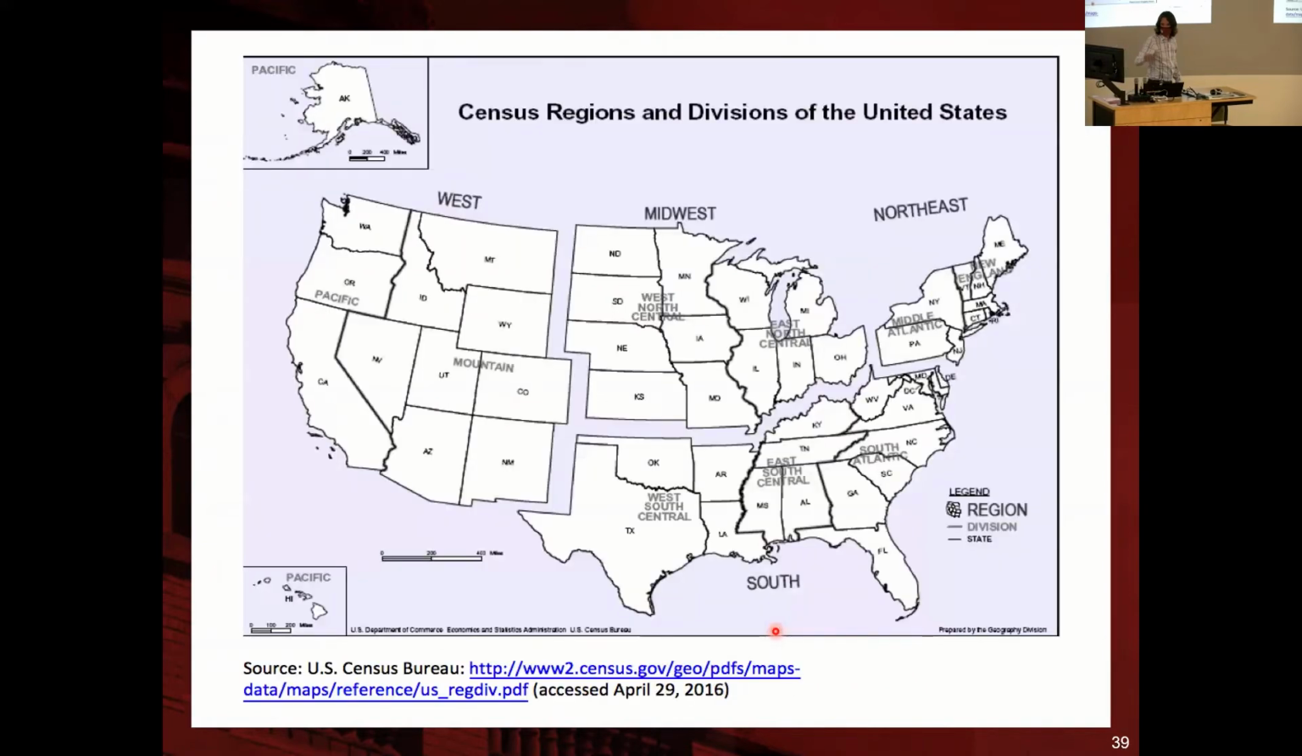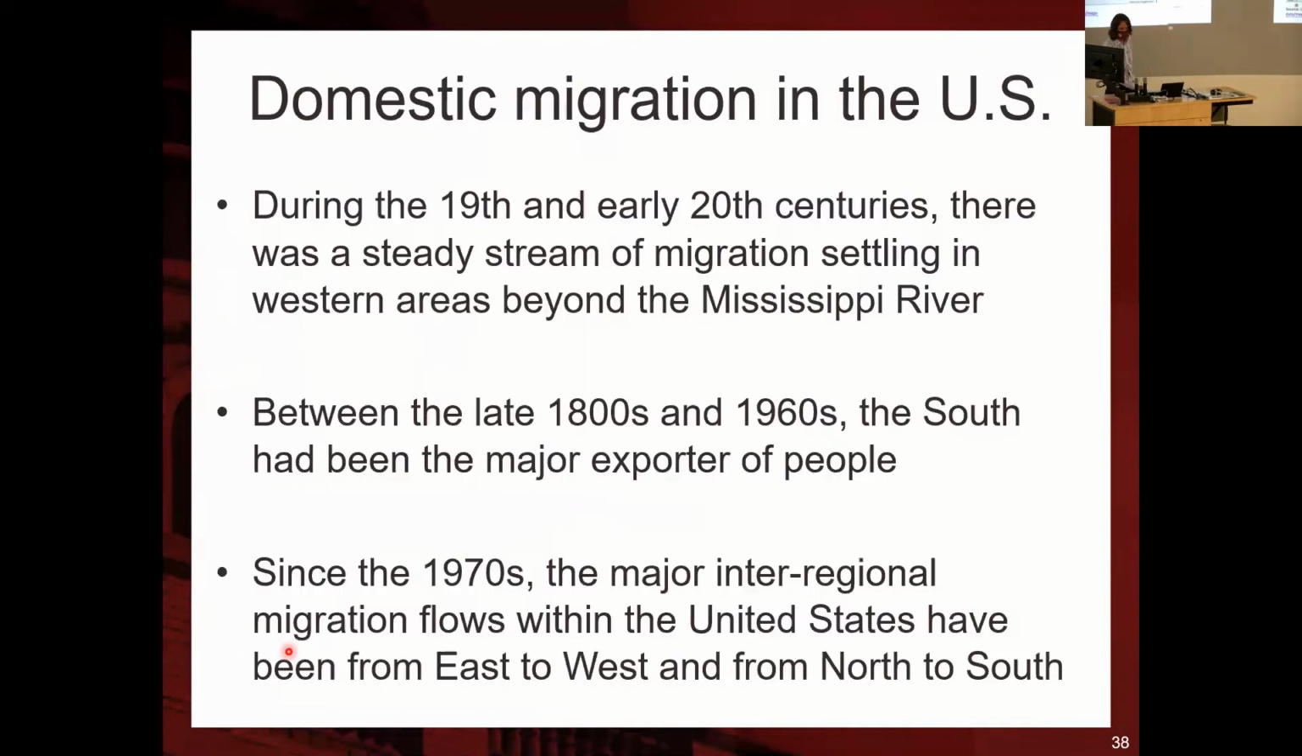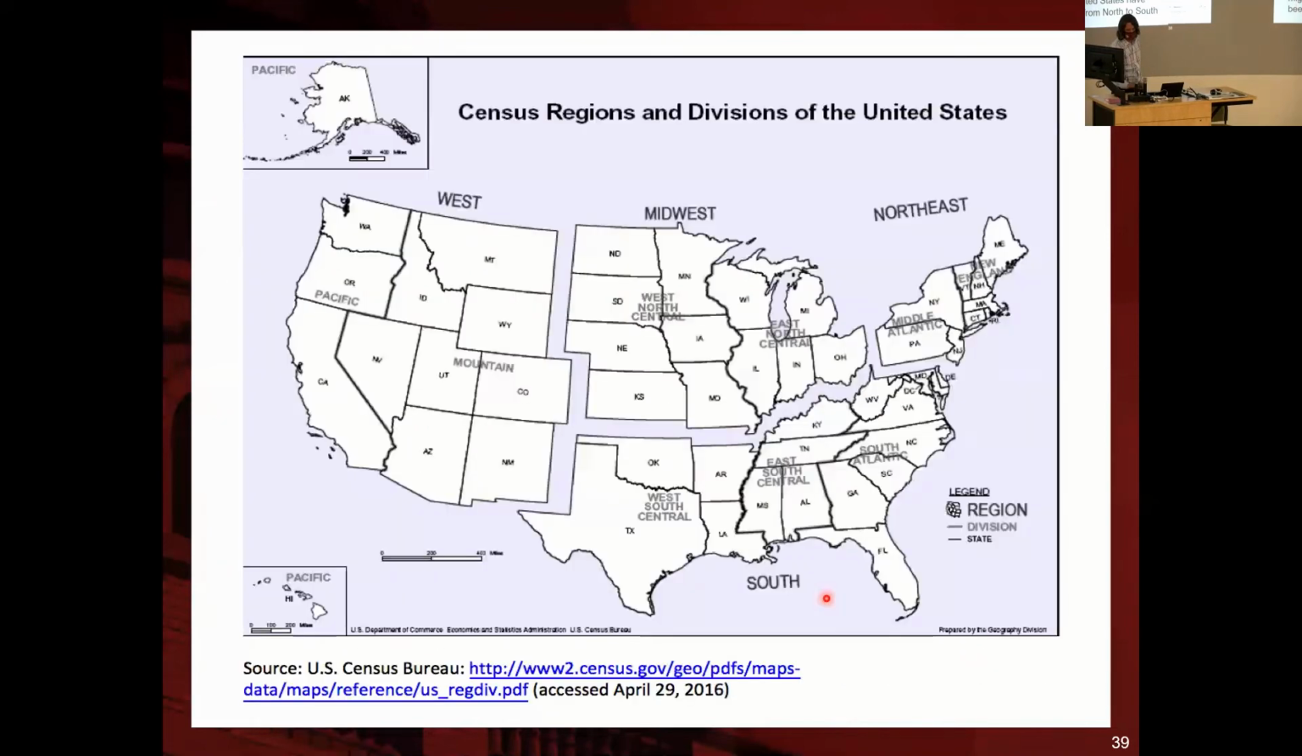And here, just to be clear which regions we are talking about: the Northeast, these states, the South, Midwest, West, and Pacific, including Alaska and Hawaii. So those graphs that I'm going to show you with trends of internal migration, or inter-regional migration, are between those 5 areas: West, Midwest, Northeast, South, and Pacific, okay?